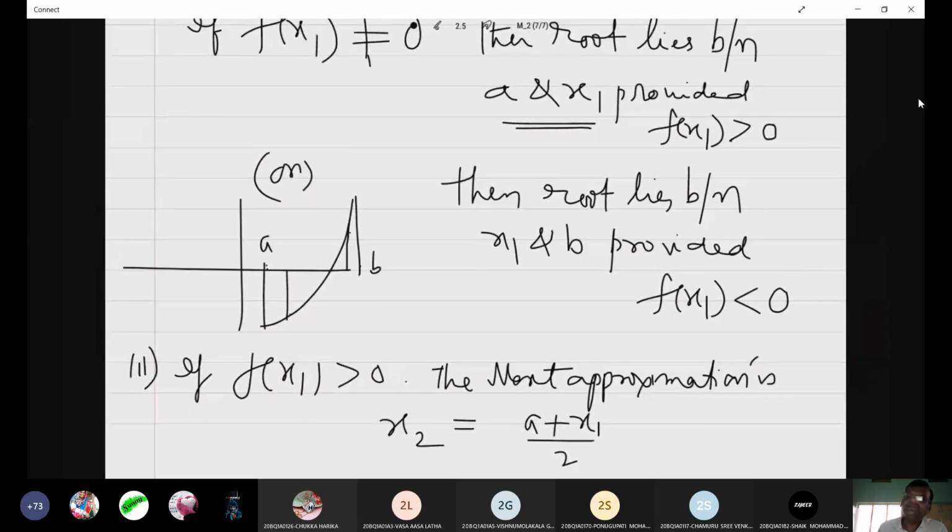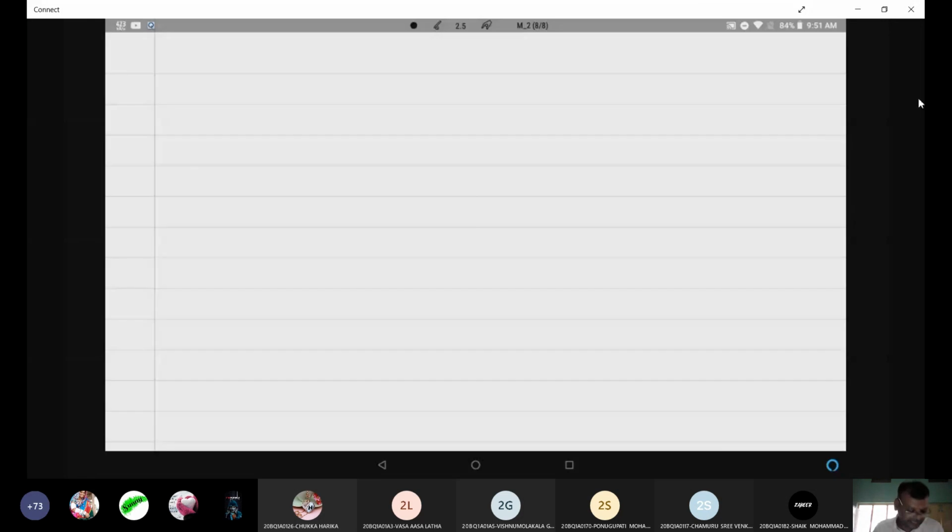Shall I move the slide? One line is there. I have to complete this one.